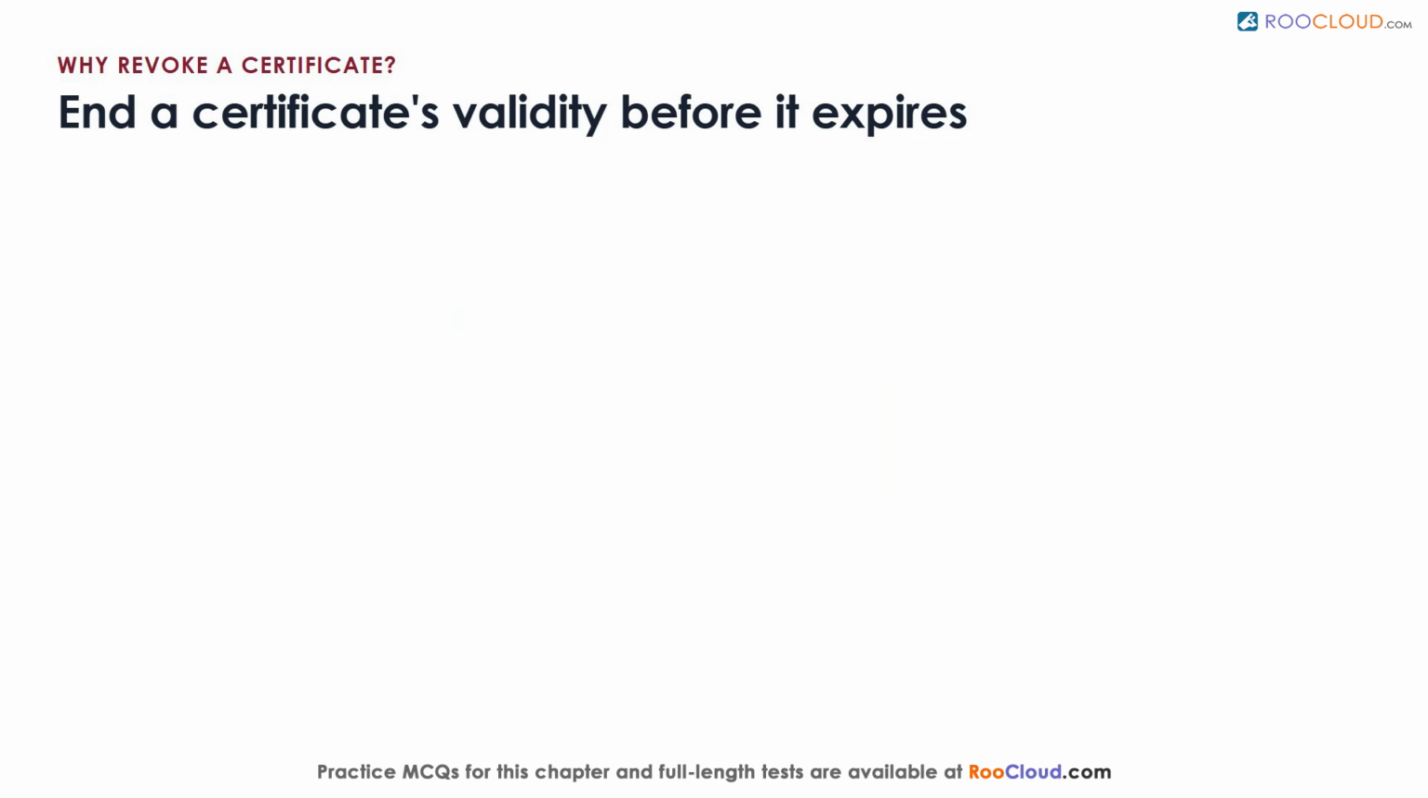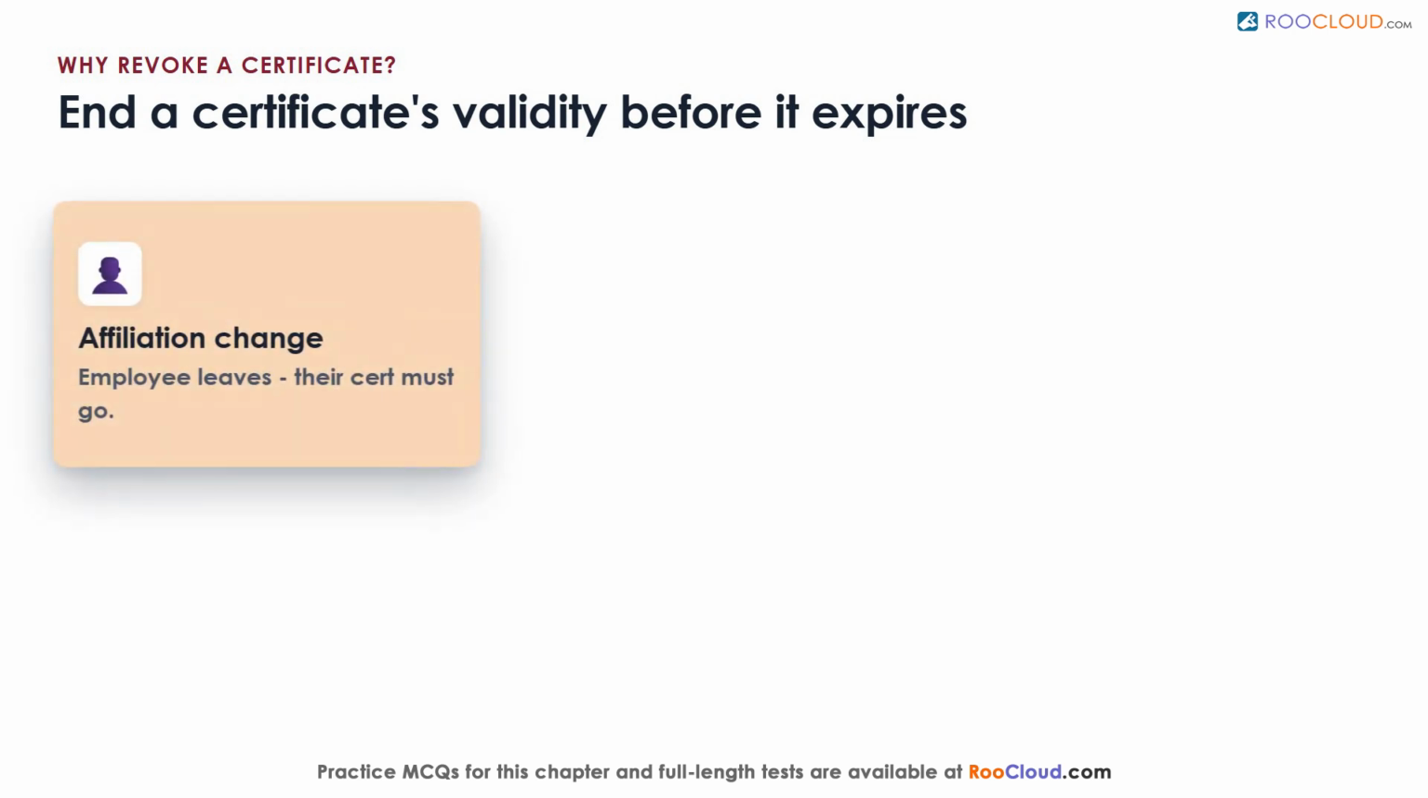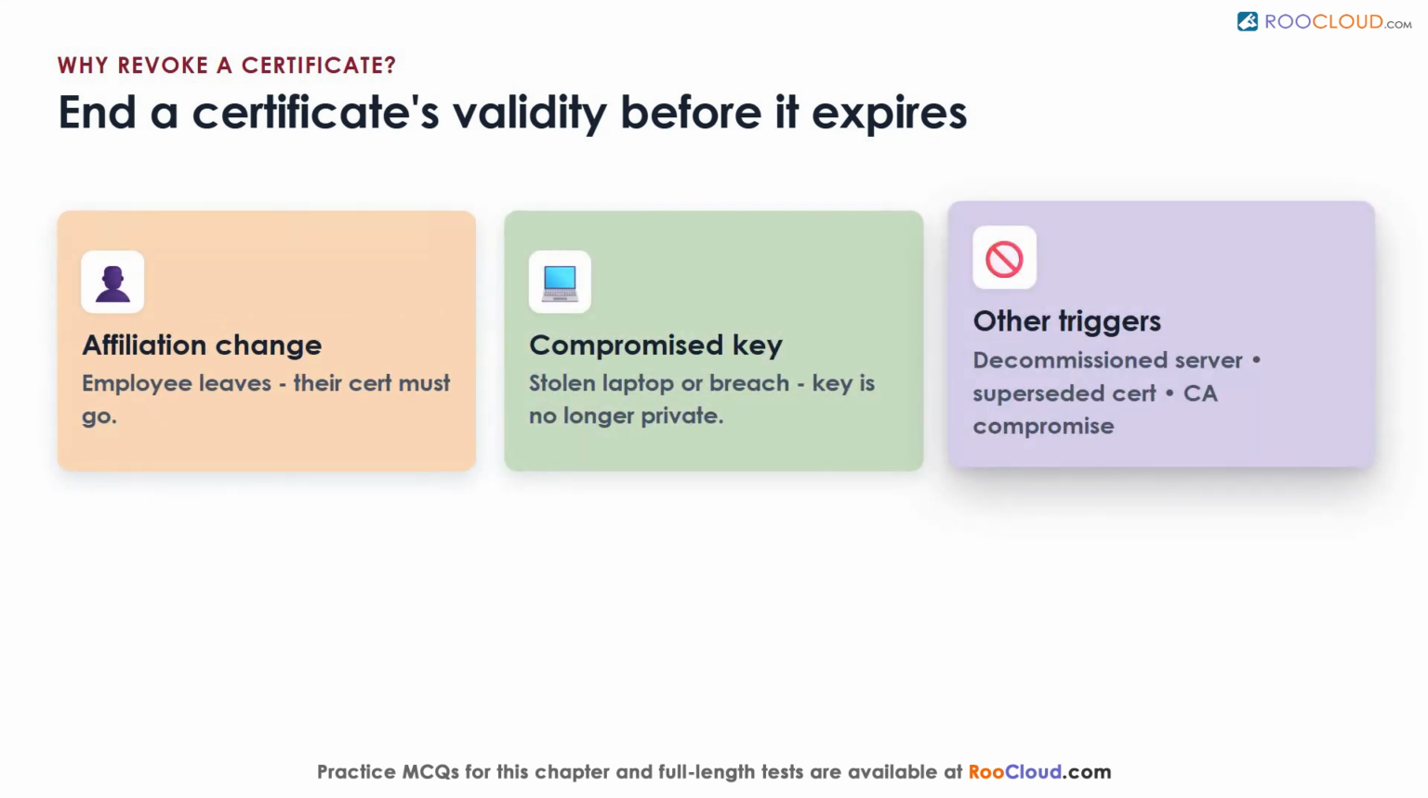What is certificate revocation? It's ending a certificate's validity before it expires. Why would you revoke one? For several reasons. An affiliation change, like an employee leaving. A compromised private key, perhaps from a stolen laptop. A decommissioned server, so the certificate is no longer needed. A superseded certificate that's been replaced, or a compromised certificate authority itself.